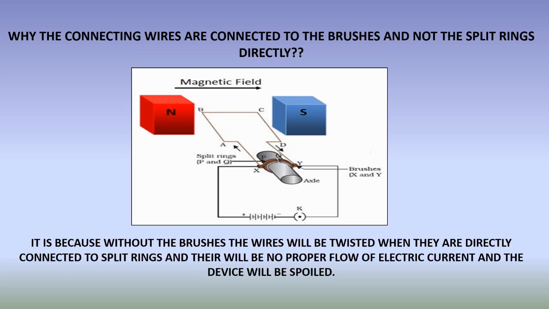Over here the brushes remain intact, that is they are at the same position, only the split rings will rotate, and due to this the wires won't entangle among themselves, and the flow of current will be proper, and hence the process will go ahead in the right way, and due to this the mechanical energy as output will be produced. So that is why these connecting wires are connected to the brushes and not the split rings directly.